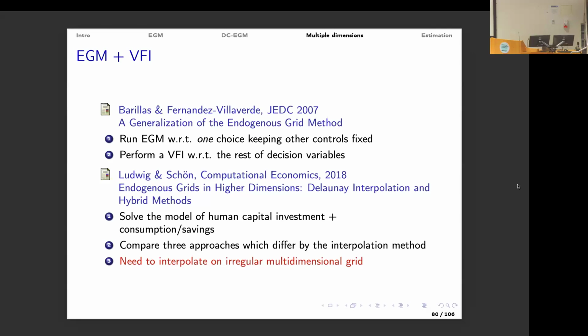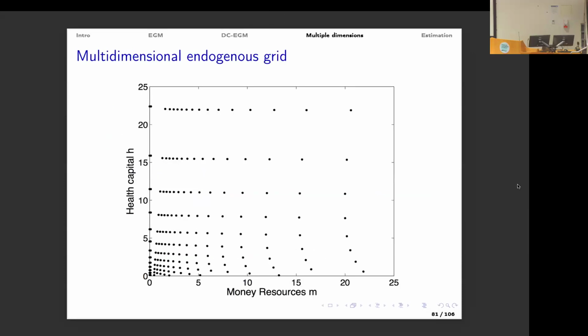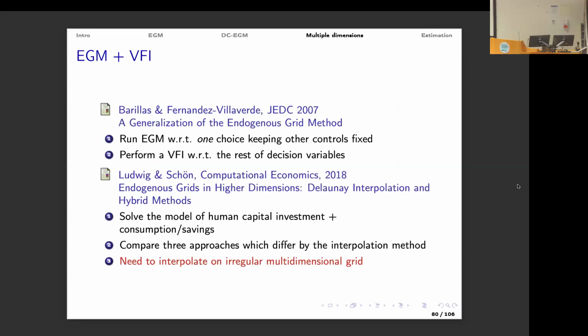Ludwig and Schaab, this paper took a long time to publish, but they immediately saw the main issue with multidimensional EGM. The main issue is really interpolation. If you have an endogenous grid, then you will have a two-dimensional grid which looks kind of like this, right? And here, if you have to compute something at a particular point, it's not trivial at all how to do it. You have to look for the points which are close to that point of interest, and the classical approach is what is called Delaunay interpolation, Delaunay triangulation, actually.